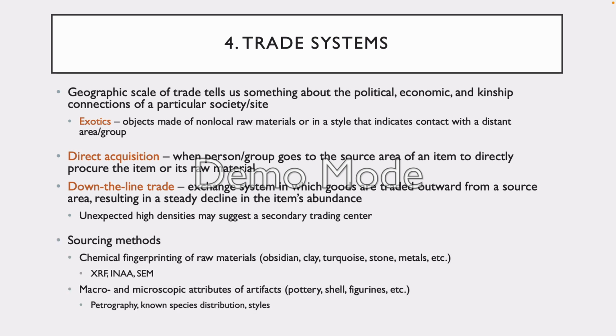There are a variety of sourcing methods that we can use to identify exotics. The first is fingerprinting the raw materials themselves based on chemical or elemental analyses. This applies to obsidian, clay, turquoise, other stones, or metals. These acronyms stand for X-ray fluorescence, instrumental neutron activation analysis, or a scanning electron microprobe. These are different ways of determining the chemical composition of materials, and we can relate that to the geology of a region to figure out where things might have been coming from.